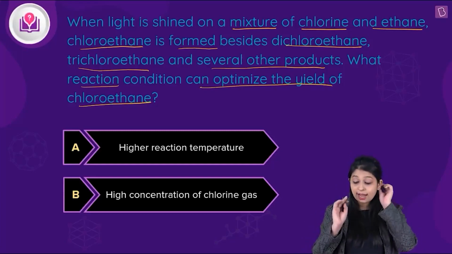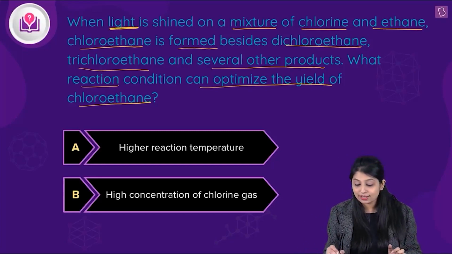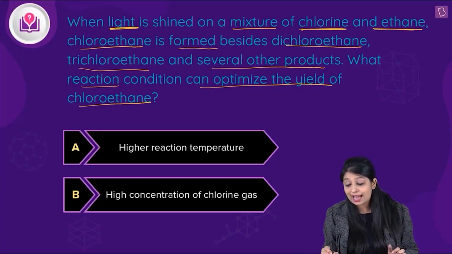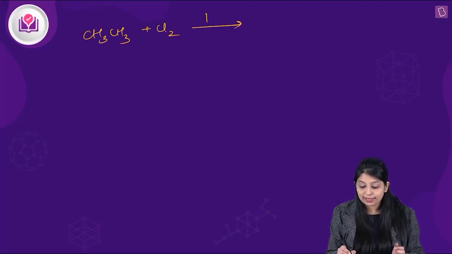The first thing that we have to know is which reaction is this? So light is being shined on a mixture of chlorine and ethane. Well, this is the halogenation reaction. Right? We have ethane plus Cl2 in the presence of light. So this is h nu.